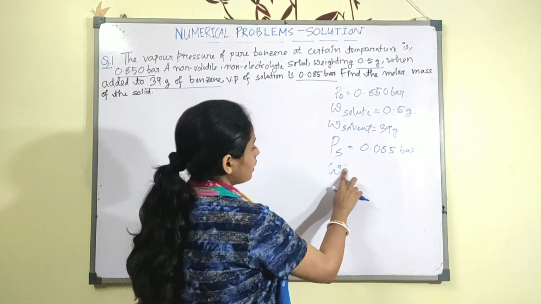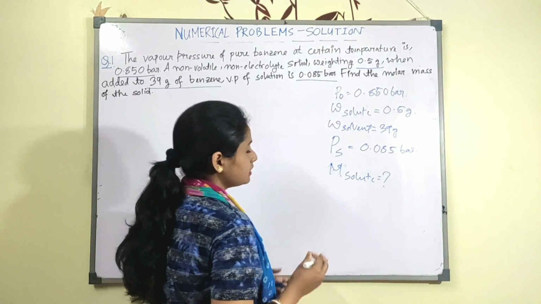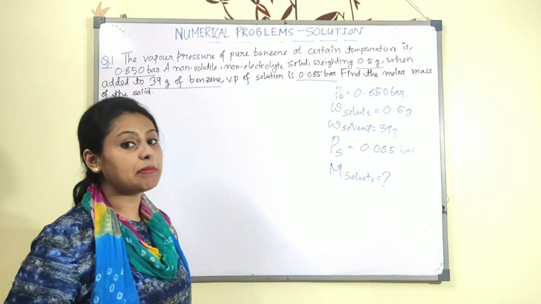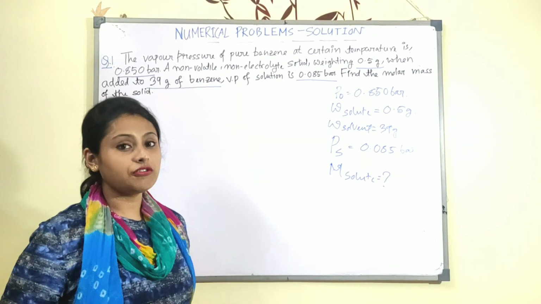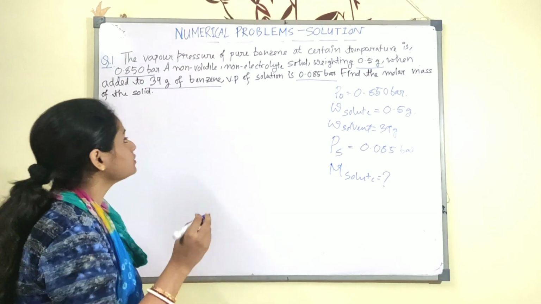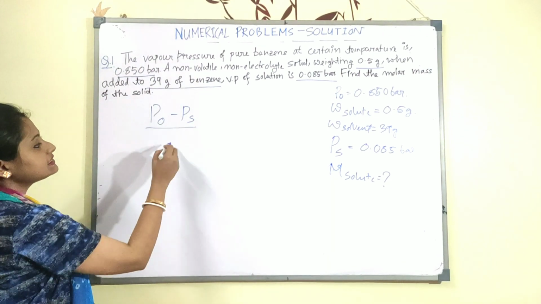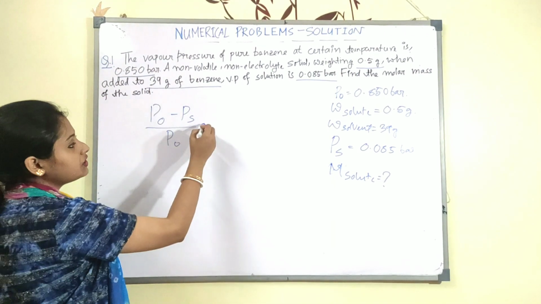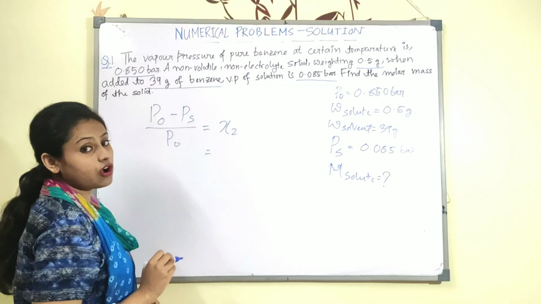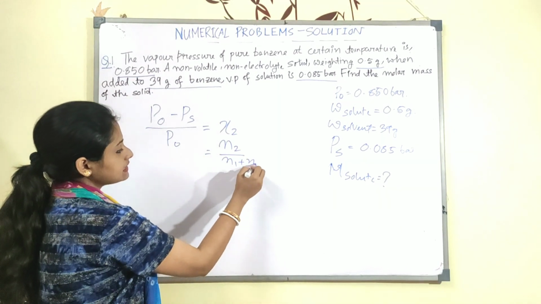So M solute is asked. Now see the data given. Which formula will be applied now? The formula of Raoult for relative lowering of vapor pressure. So the formula will be (P0 minus PS) by P0 equals X2. I have already derived the formula in the previous video. That will be N2 by (N1 plus N2).